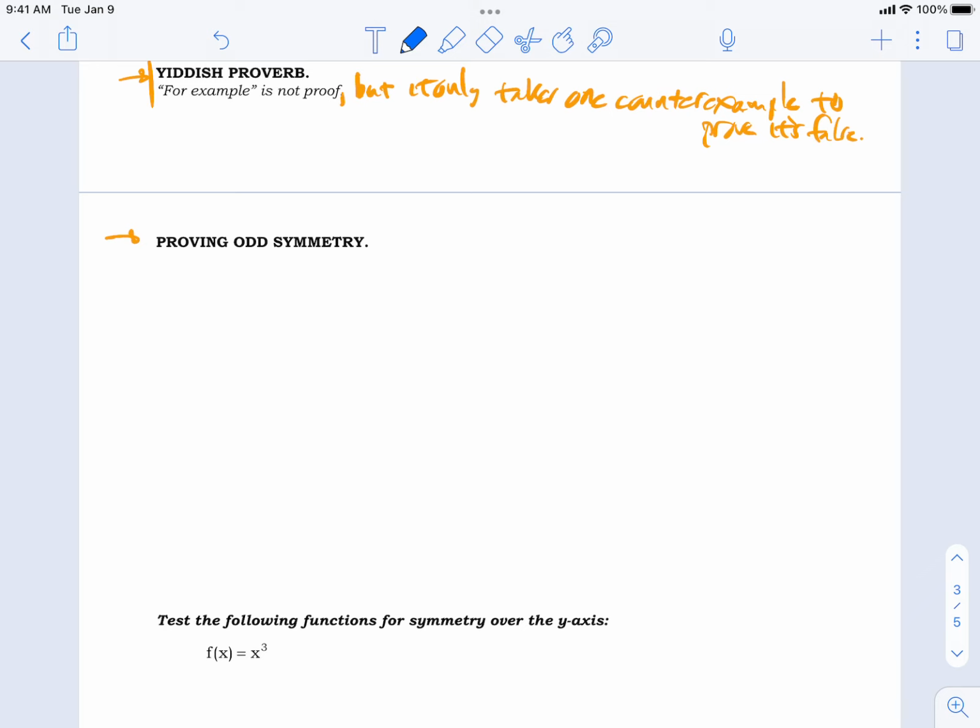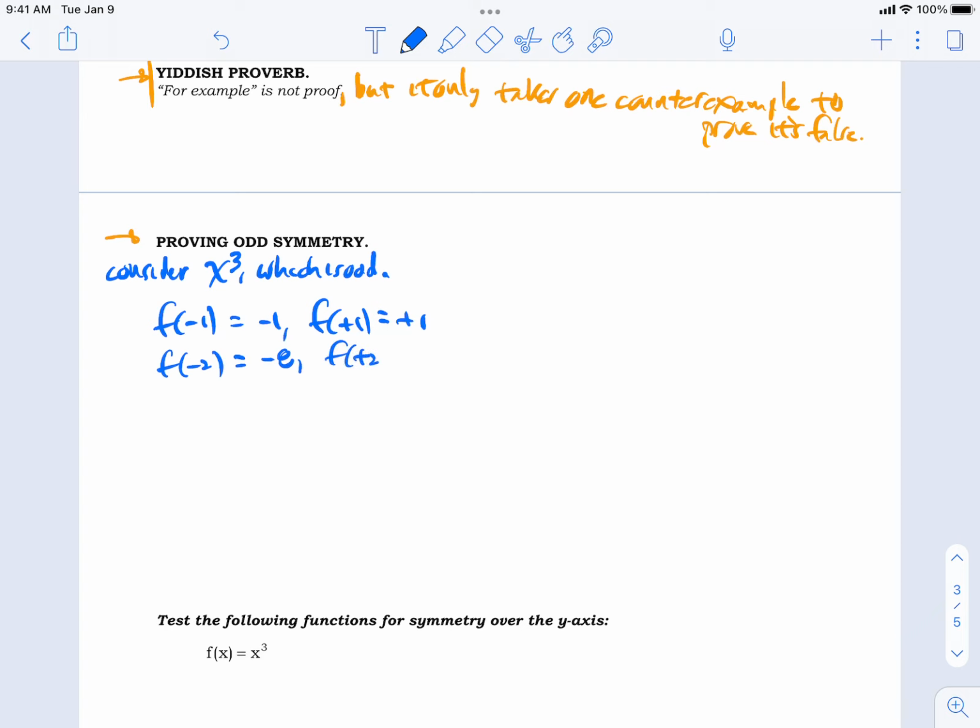well, let's see now here. Consider x cubed, which is an odd function. It's odd because when we plug in negative 1, we get negative 1. And when we plug in positive 1, we get positive 1. When we plug in negative 2, we get negative 8. And when we plug in positive 2, we get positive 8. And when we plug in negative 3, we get negative 27. And we plug in positive 3, we get positive 27.